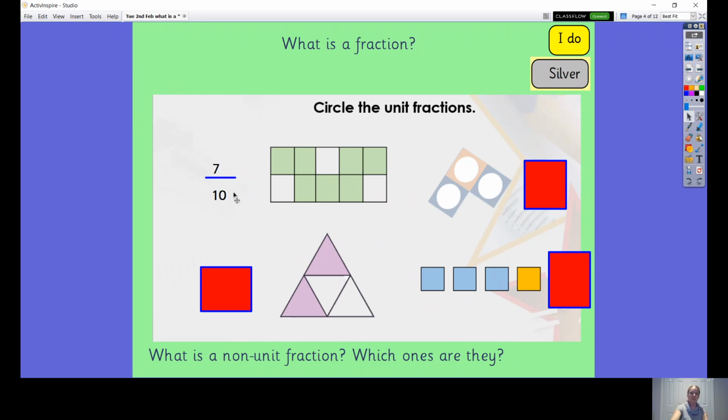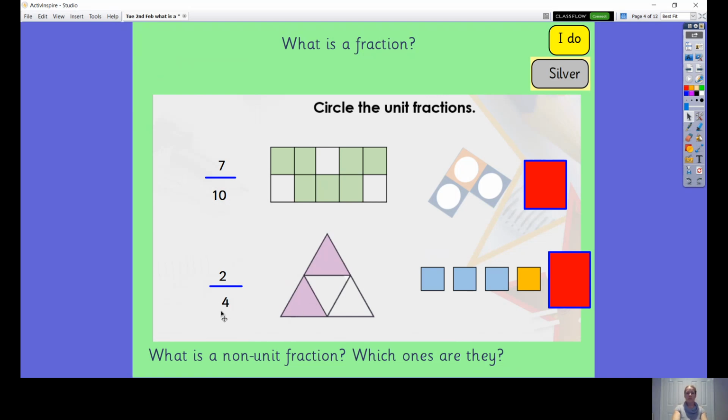Okay, so this one, we have 7/10. So there are 10 equal pieces and 7 of them are shaded in green. Okay, so that was 7/10. I didn't circle it as a unit fraction because it is a non-unit fraction because it's got a 7 as a numerator, which is greater than 1. So that one is not circled. This one.